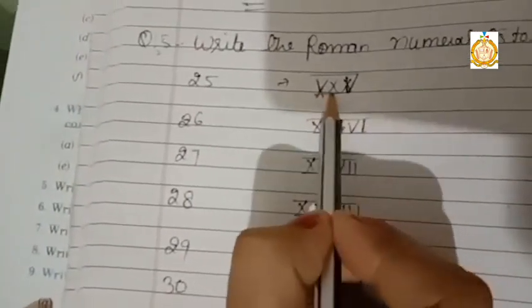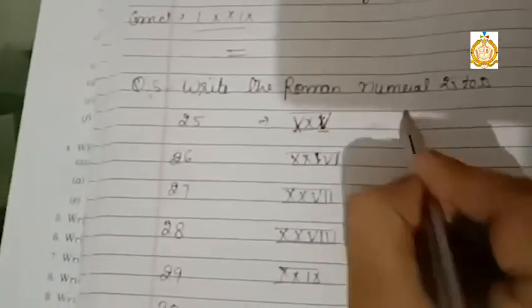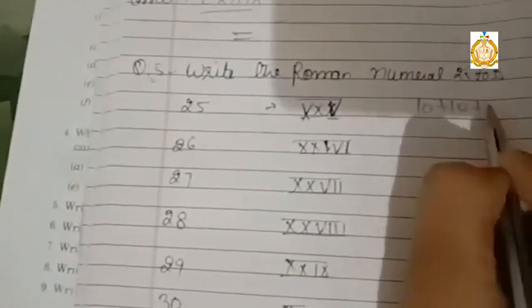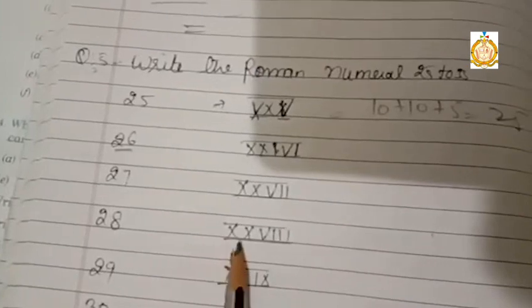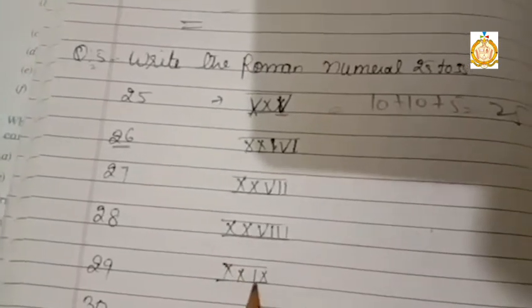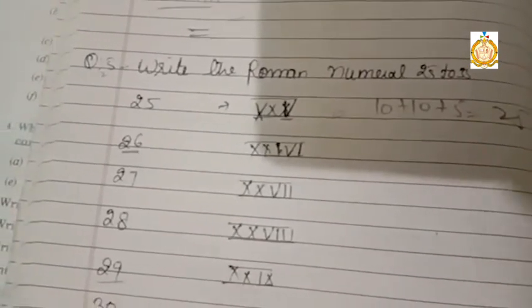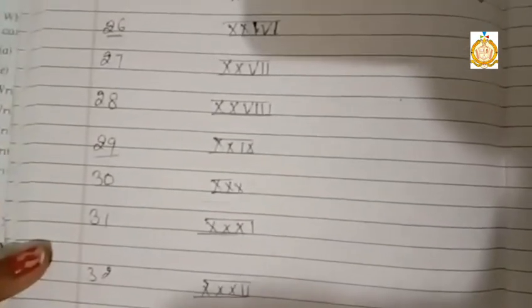Now 25. See, 25 is 2 times X plus V, which is 5. 2 times X means 10 plus 10 plus 5 which is 25. Now 26 is XXVI. 27 XXVII. 28 XXVIII. XXIX is 29. 30 is repeating X 3 times. Again 31 is 3 times X plus 1. 32 is 2 times I and so on. Now students, 6th, 7th and 8th questions are similar. You can solve it.